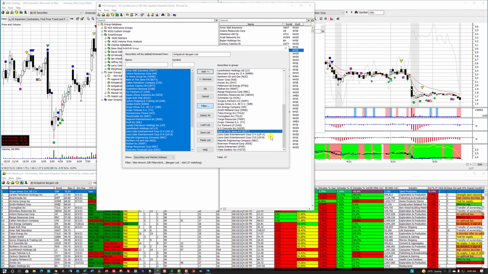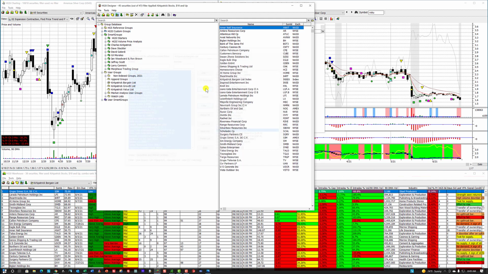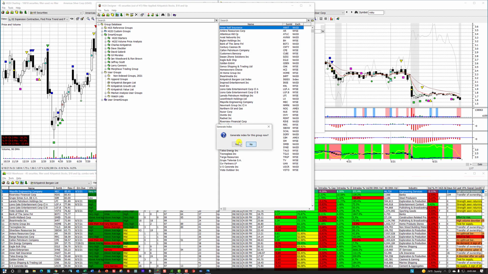1, 2, 3, 4, 5, 6, 7. US Concrete was in there. Now, so these have been added this week. And I'll say OK. I'll go ahead and generate the index.